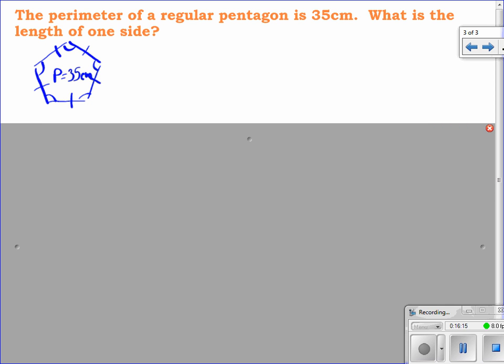And make sure your units are on there as well. 7 centimeters. If all 5 sides are the same, you can just divide perimeter by the number of sides.